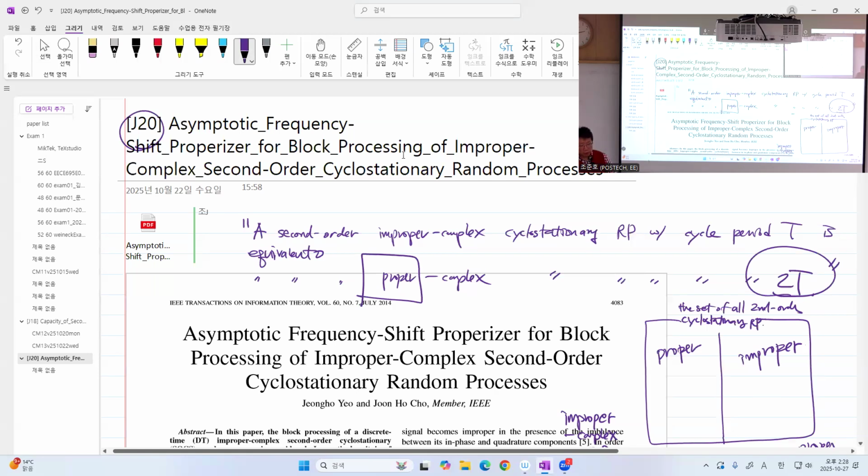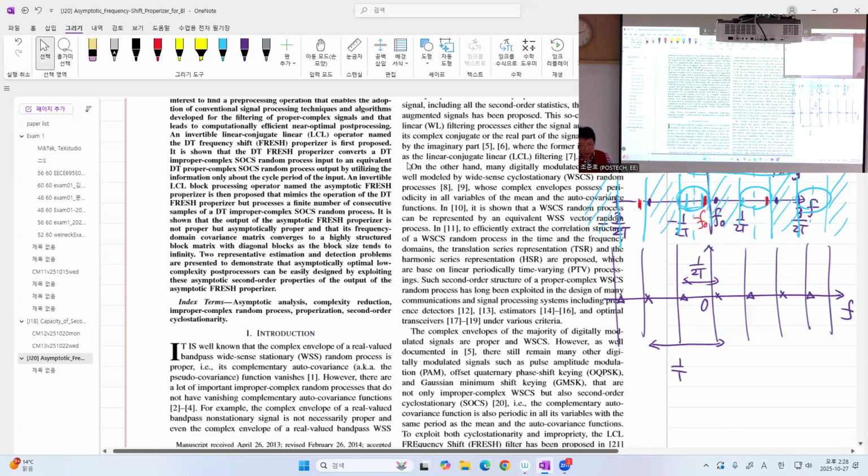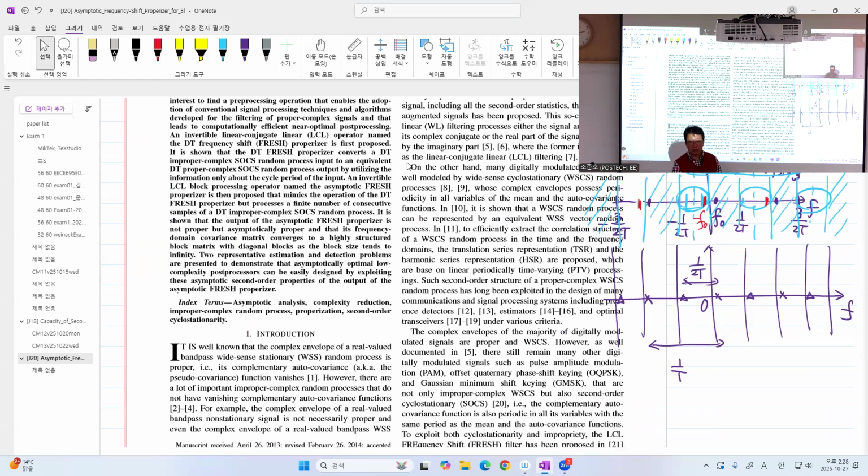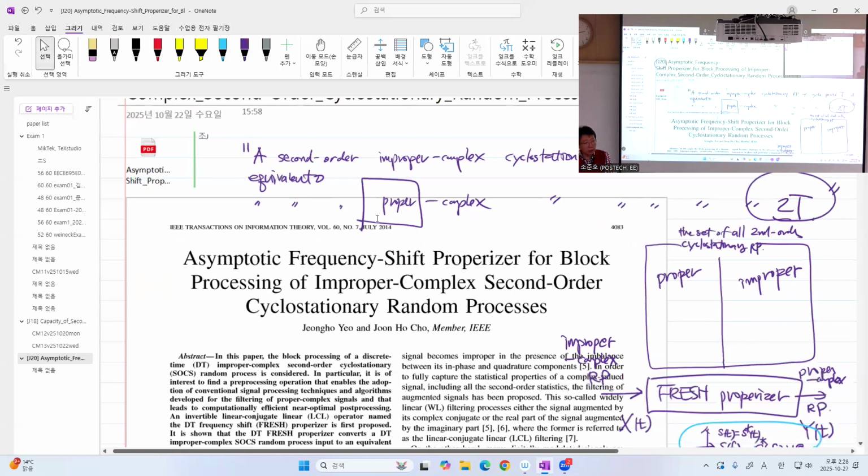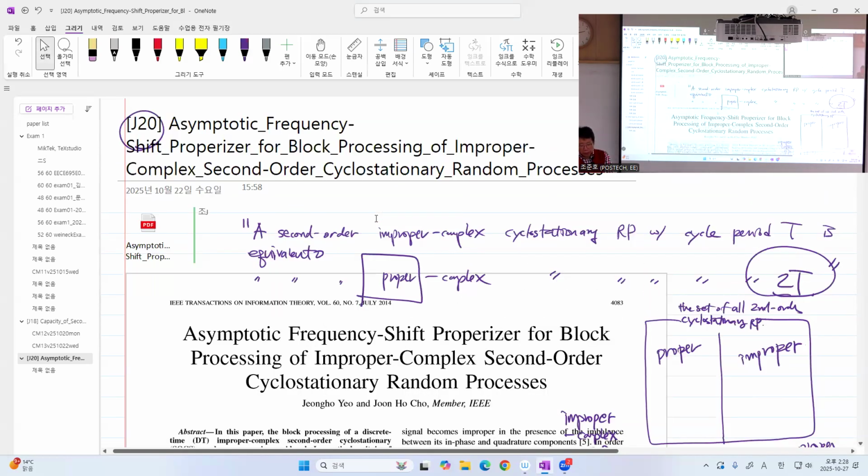And you need some proof. And what you need to do is that you compute the complementary autocorrelation of y of t and show that it vanishes. And that is really true. Got it?